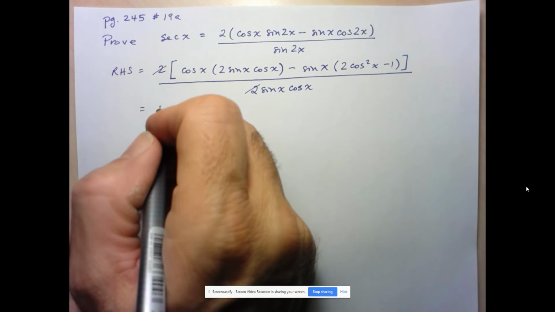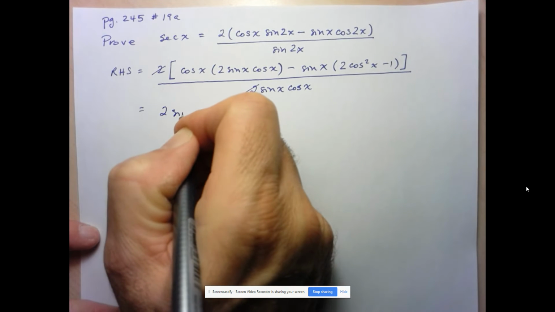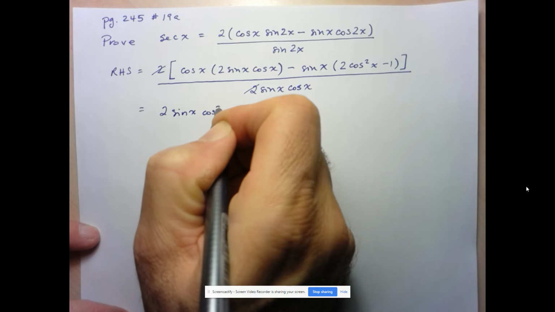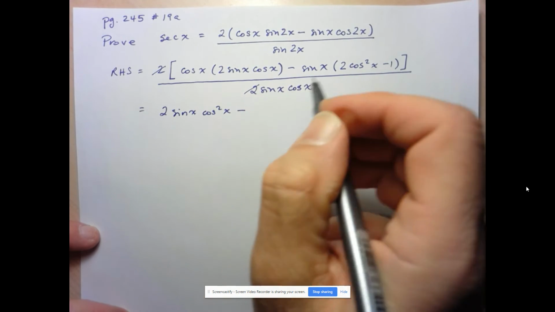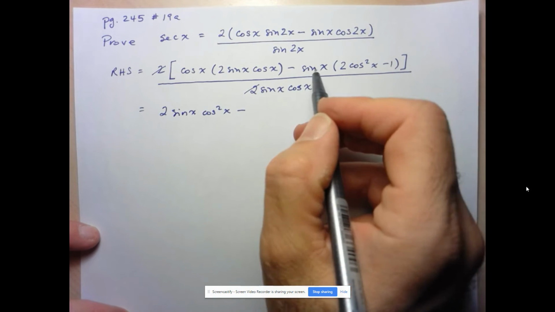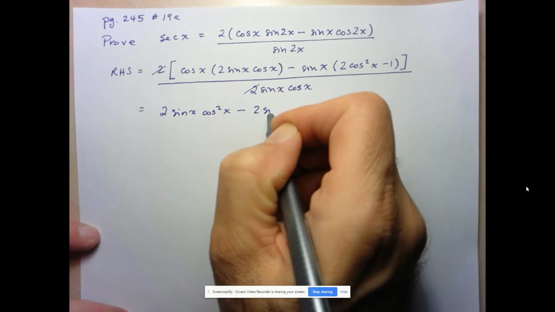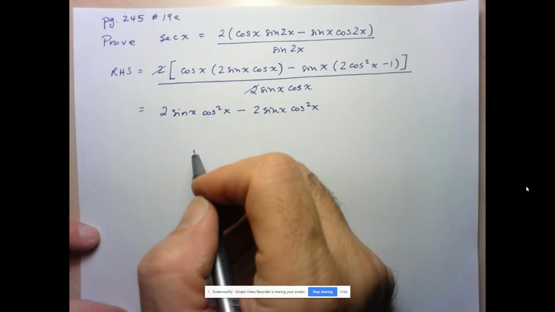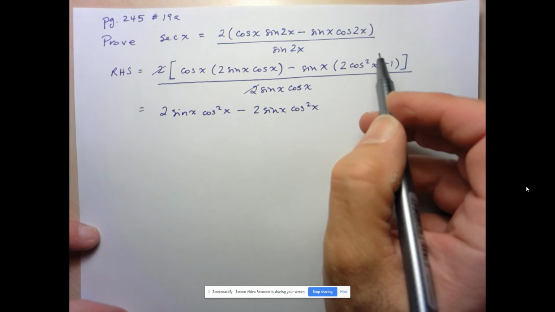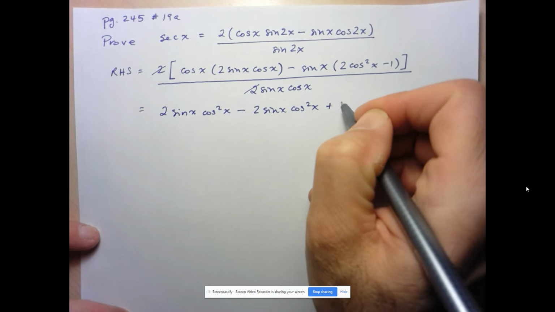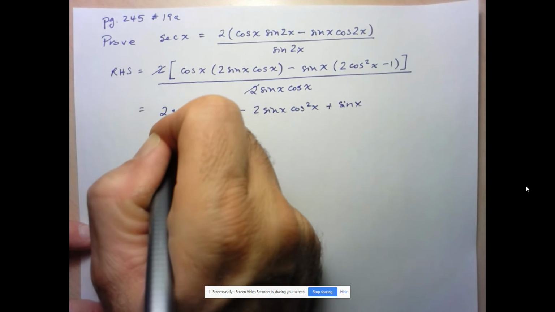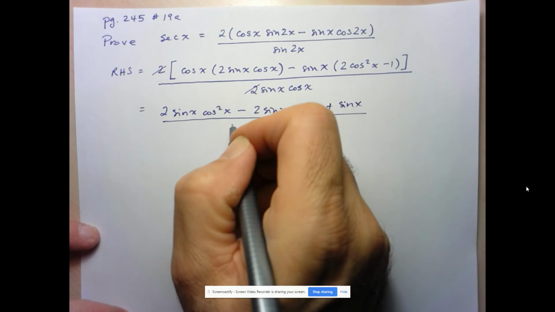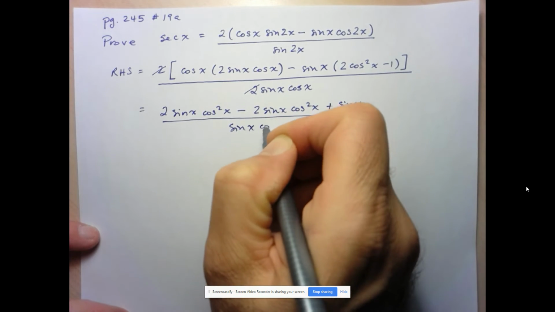So here, as we said, we end up with 2 sine x cos squared x, okay, minus, okay, well, again, look what we end up with, 2 sine x cos squared x. And so that's very nice because these 2 are just going to cancel out. And then here I've got negative sine x times negative 1, so plus sine x. Okay, all over sine x cos x.